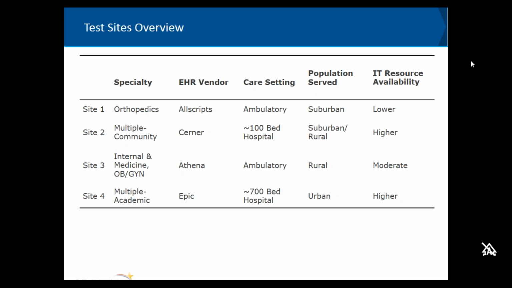As I said, we engaged in 4 different sites with a range of specialties from orthopedics to multiple community-based specialties in a hospital setting, as well as an ambulatory setting with internal medicine and OBGYN, and then again another hospital setting, site 4, that had multiple specialties across the hospital. Each of the sites that we worked with had a different EHR vendor: Allscripts, Cerner, Athena, and Epic. And again, these were spread across multiple care settings, both ambulatory as well as smaller and larger hospitals. And the populations were also diverse, from rural to urban settings.